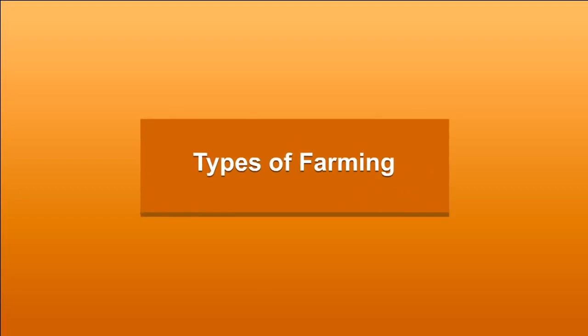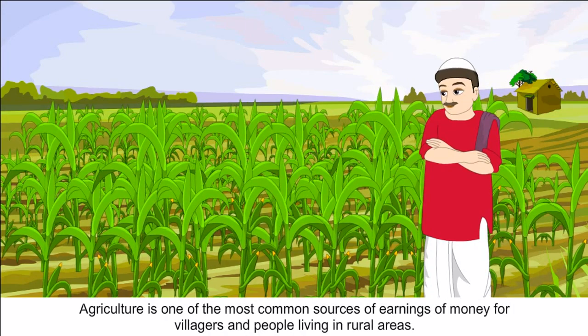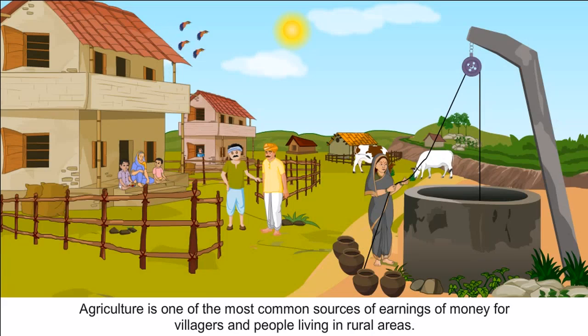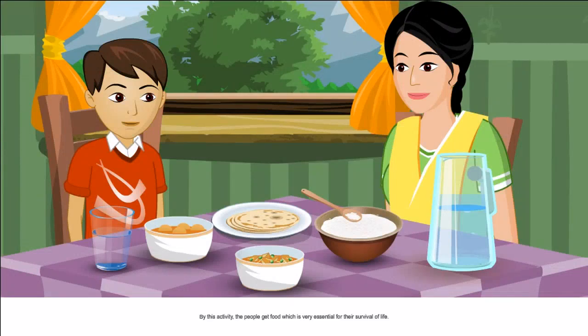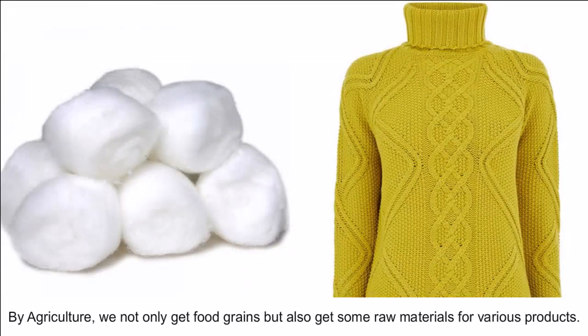Types of farming. Agriculture is one of the most common sources of earnings of money for villagers and people living in rural areas. By this activity, the people get food which is very essential for their survival of life.